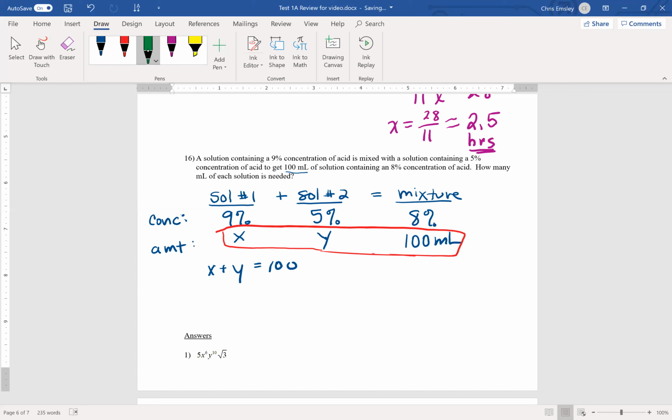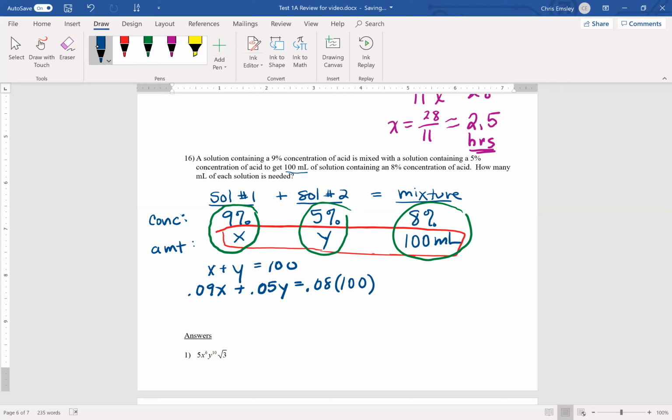Our second equation comes from multiplying. So basically, it's the amount of active ingredient in each. We multiply the concentration by the amount for each one of these. Okay, so 9% times x. Make sure you change that to a decimal when you write it in your equation. Plus 5% times y equals, and don't forget, don't just put a 100 over here, don't just put an 8% over here. We've got to multiply those two together too, 0.08 times 100.